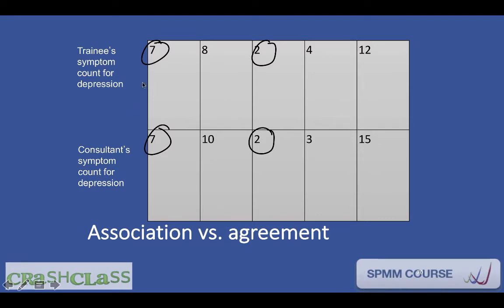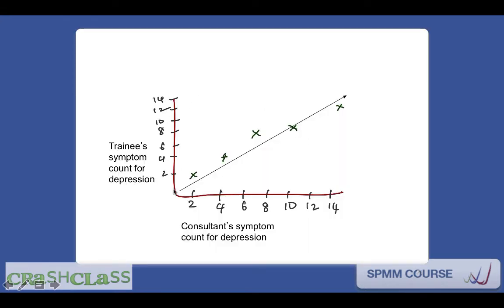Now can you see, broadly, both of our scores are in association with each other, because she scores 2, I score 2 as well. She scores 15, I score 12. So if she scores high, I score high as well. If you plot both of our scores, you will see there is an association. If I score high, she scores high as well. This is trainee symptom, this is my symptom count. So there is an association.